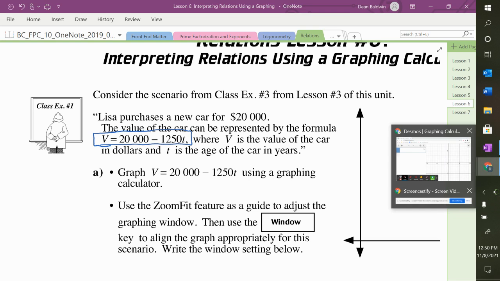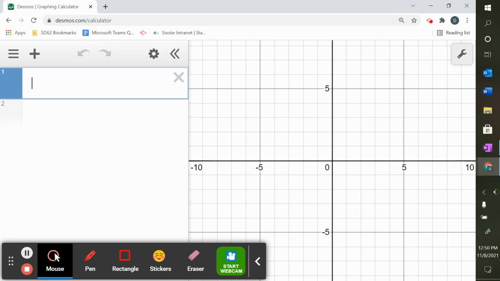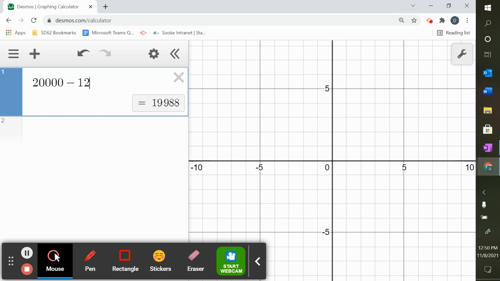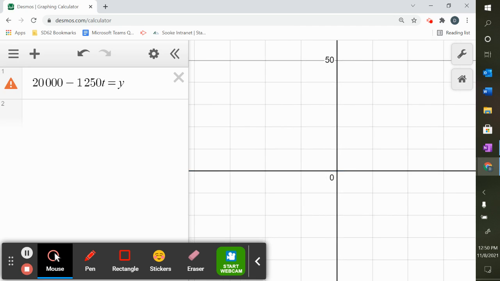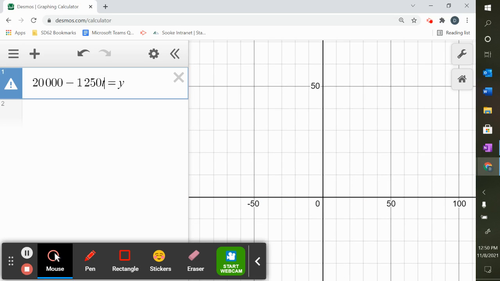So we're going to go to Desmos, and we're going to enter, what was the equation? $20,000 minus 1250. Do people have that? And if it doesn't pop up, just say equals y. And it should. Oh, sorry. X. Should be an X. Put X. There you go.